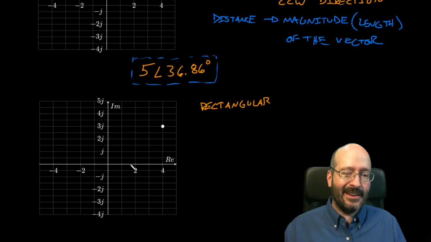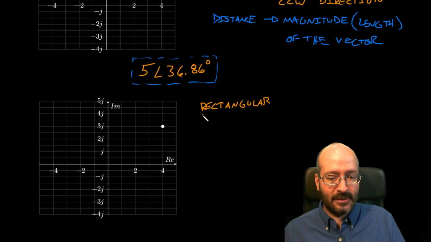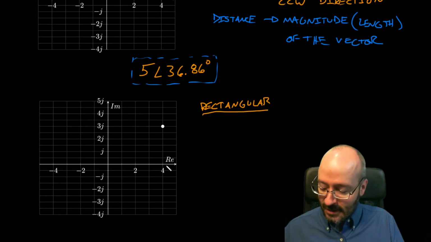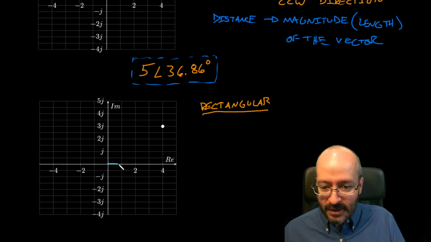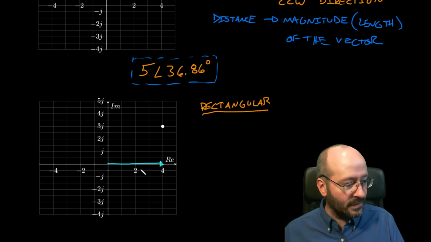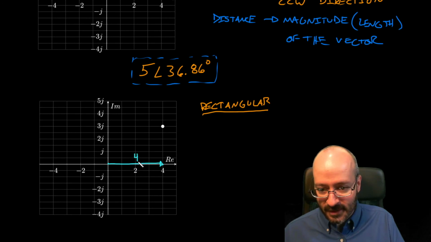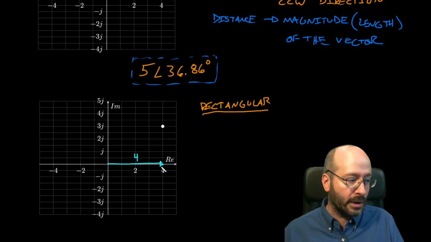The way rectangular form locates that point in space is by measuring the distance along the real axis. Okay, so we're going to come right out to here, and we're going to measure that distance. And that looks like it's 4 units away. So let's mark that and say that length is 4.